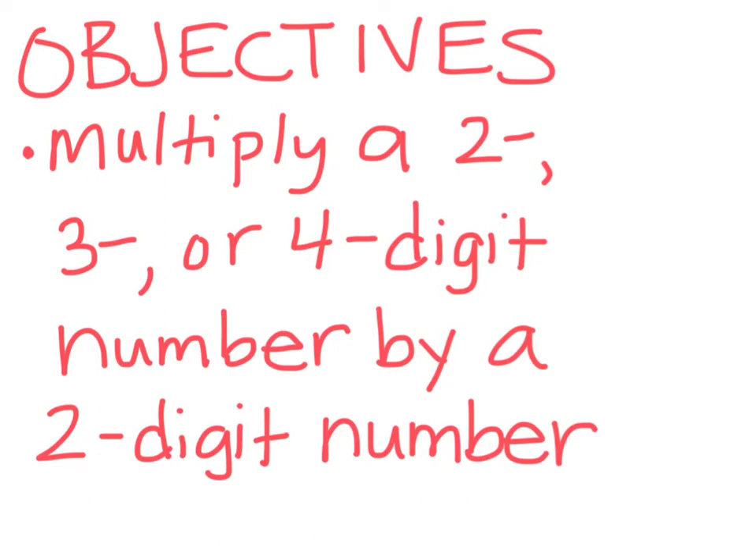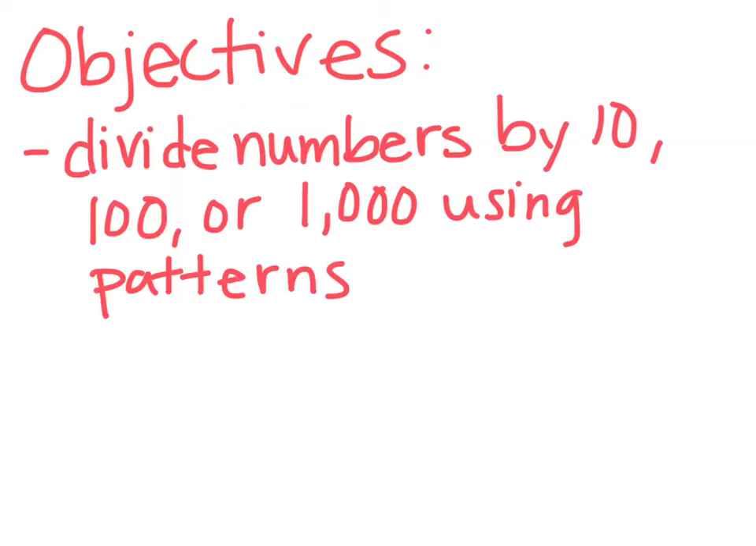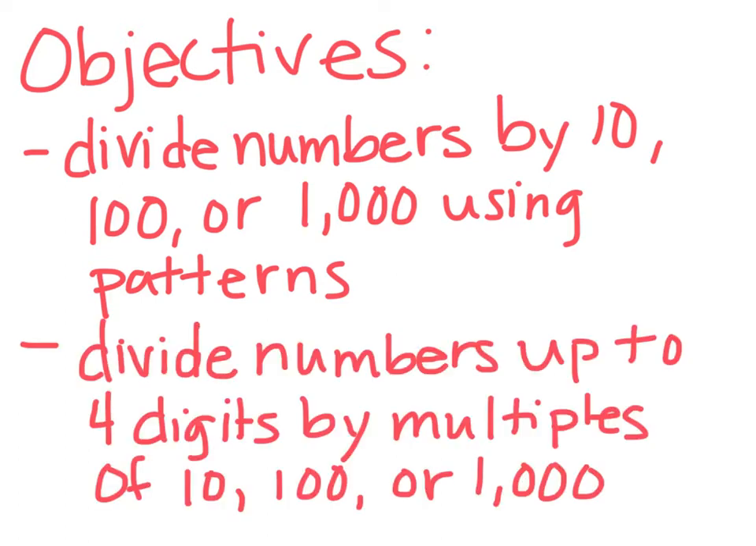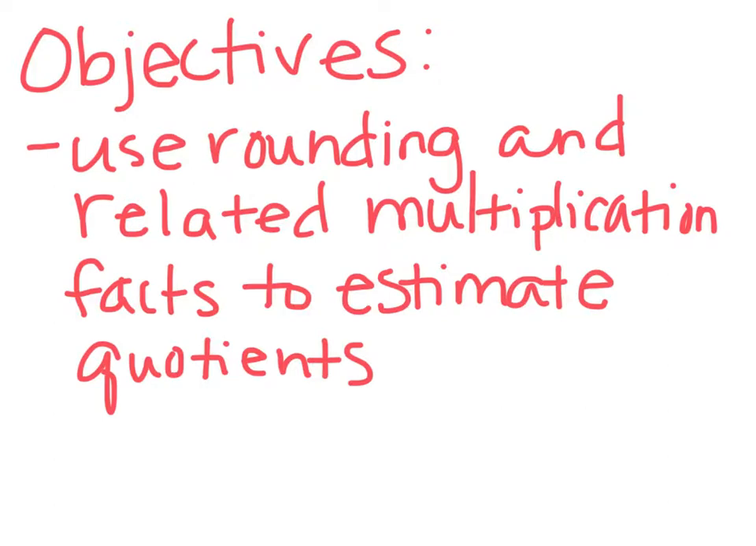Multiply a 2, 3, or 4-digit number by a 2-digit number. Let's begin. The objectives for this chapter are: divide numbers by 10, 100, or 1000 using patterns, to divide numbers up to 4 digits by multiples of 10, 100, or 1000, and finally, learn to use rounding and related multiplication facts to estimate quotients. Let's get started.